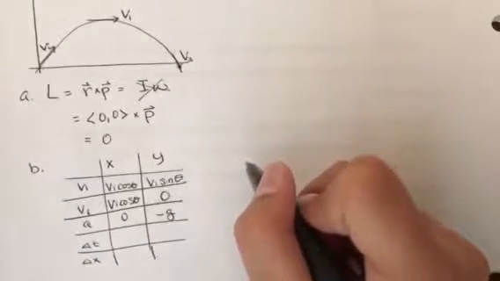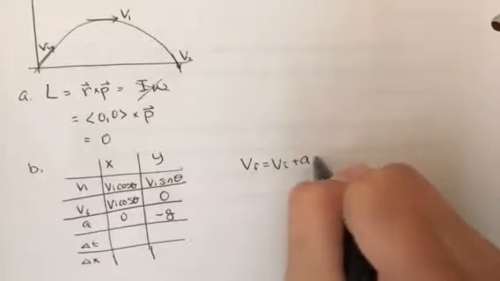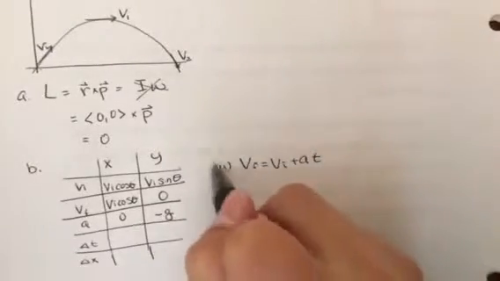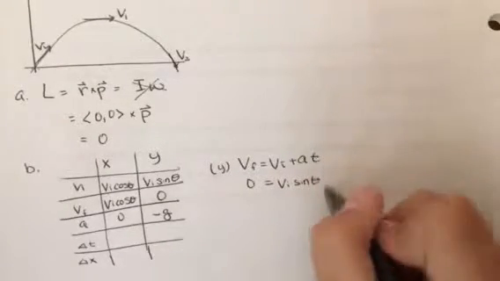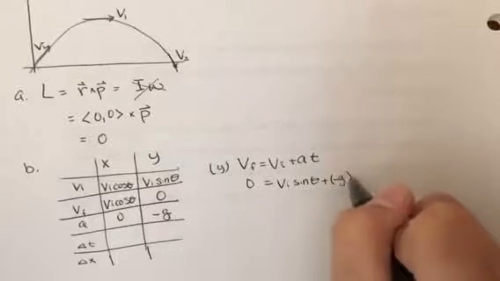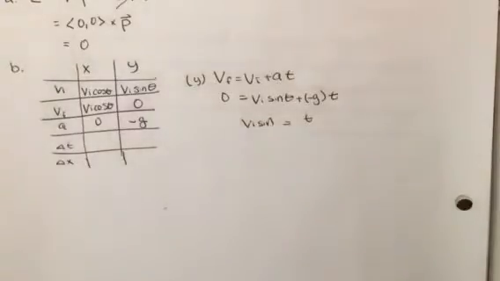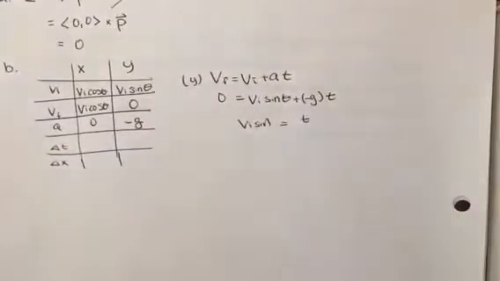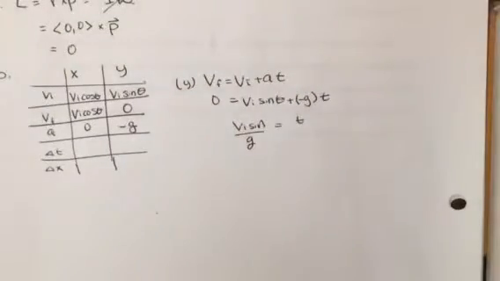So we will start with v final is equal to vi plus acceleration times time, and this is for the y. So 0 is equal to vi sine theta plus acceleration, which is negative g, times time. So time must equal vi sine theta over g, and that is time.